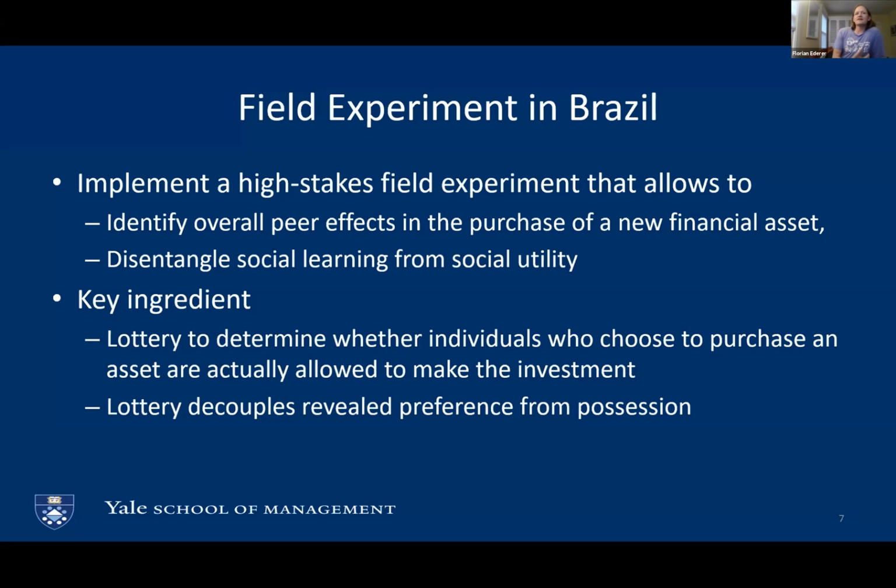The key ingredient in all this was that we had a lottery that would determine whether individuals who choose to purchase an asset are actually allowed to make the investment. And that lottery then decouples the revealed preference from possession. Now that all sounds extremely abstract, so let me tell you just how we implemented all of this and how this worked.